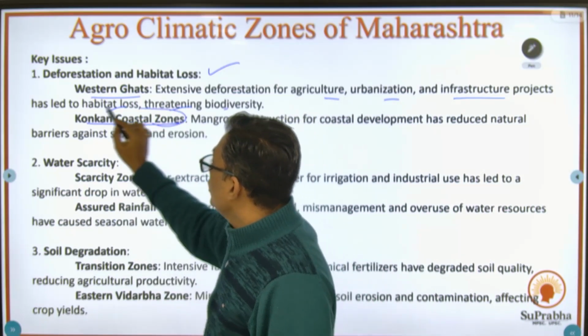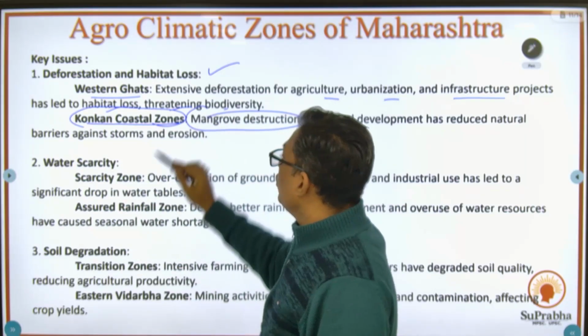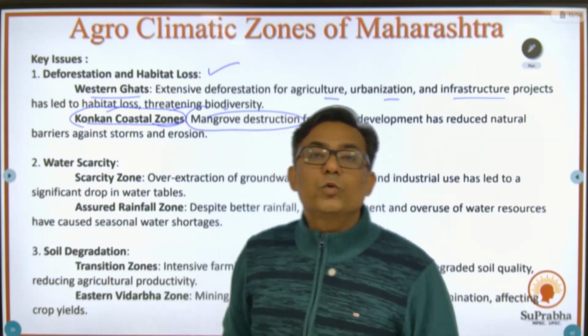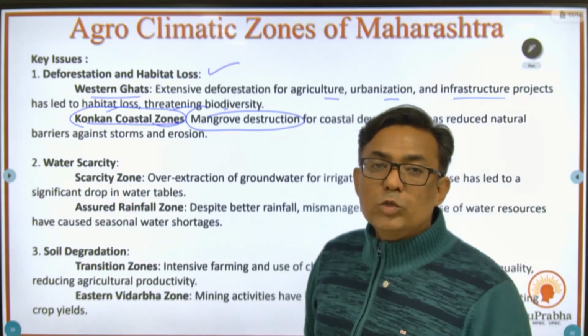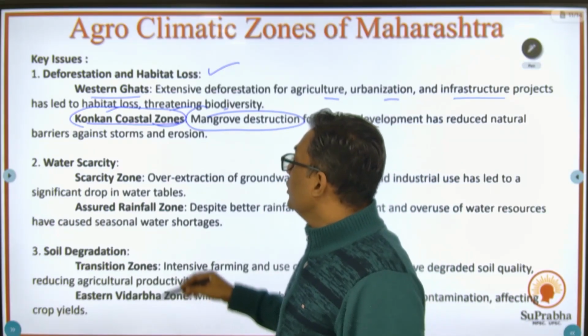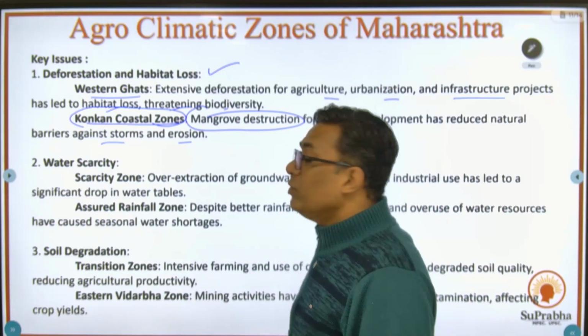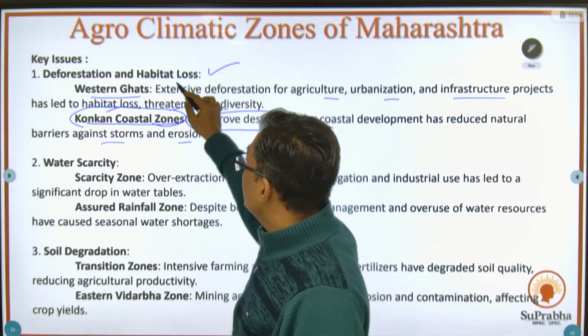Also in the Konkan coastal zones, because we have lost mangroves, that area is now prone to more erosion because of waves. Fine. So because of storms you have lots of erosion. So first is deforestation and habitat loss.